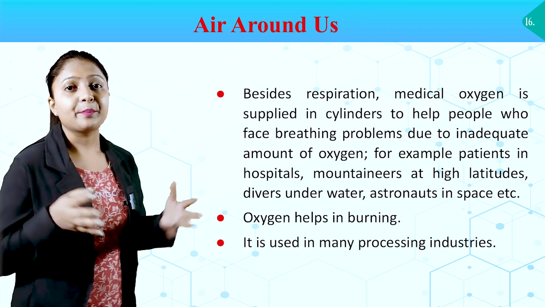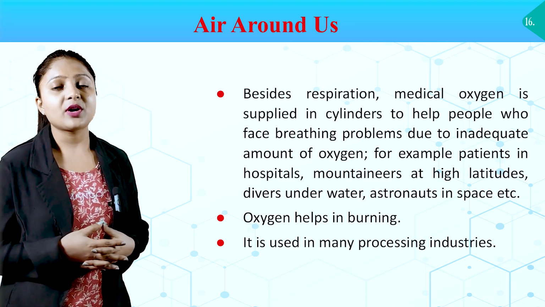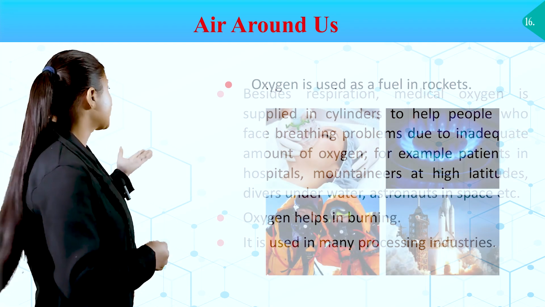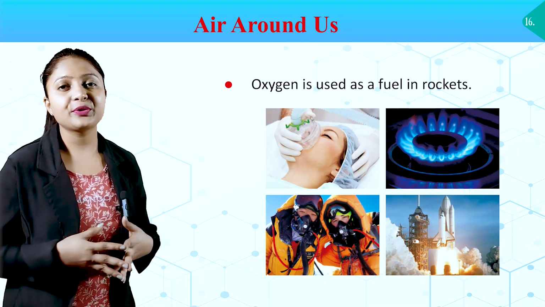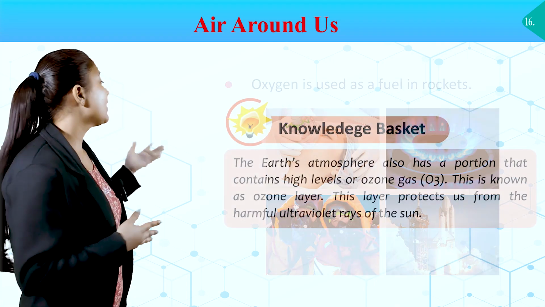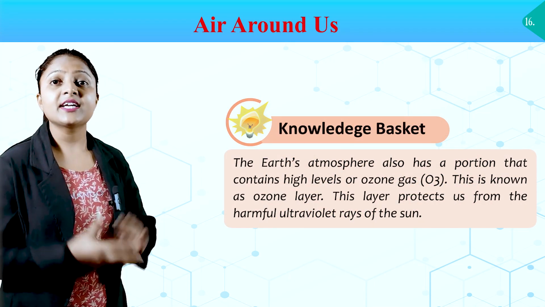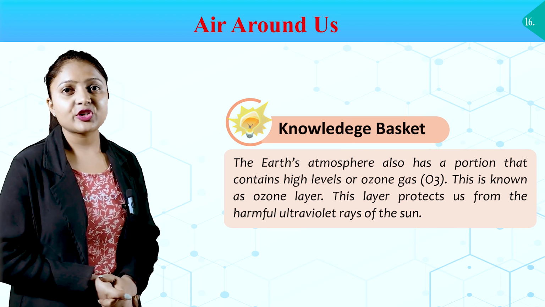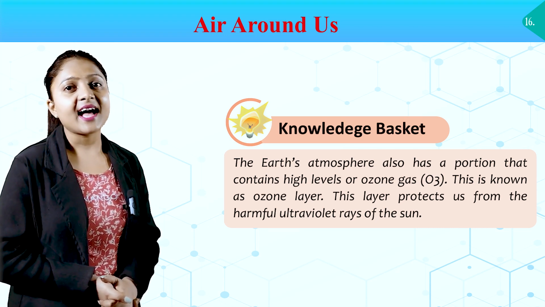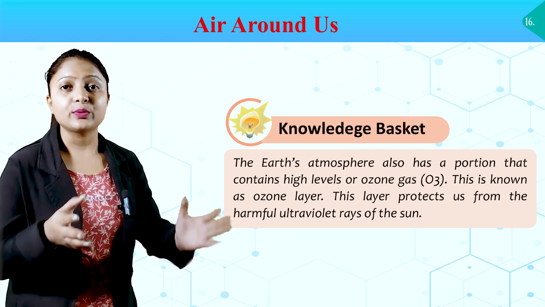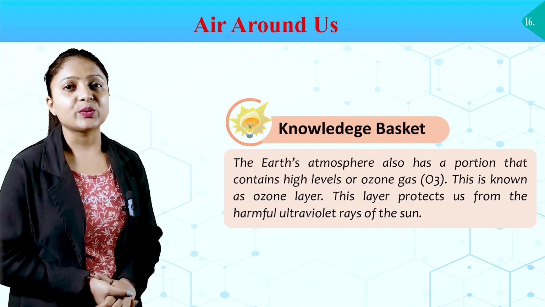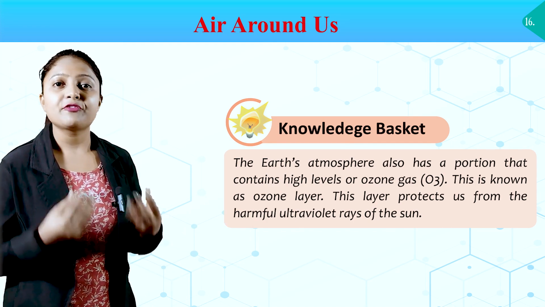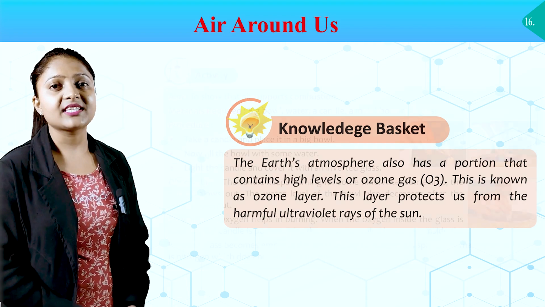Oxygen helps in burning. It is used in many processing industries. Oxygen is used as a fuel in rockets. Knowledge basket. The Earth's atmosphere also has a portion that contains high levels of ozone gas O3. This is known as ozone layer. This layer protects us from the harmful ultraviolet rays of the sun.